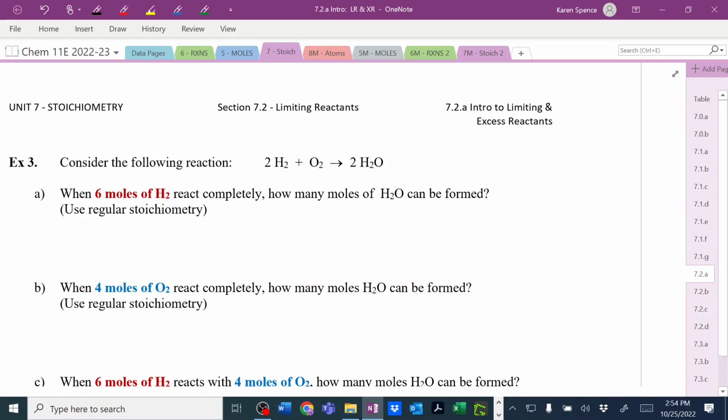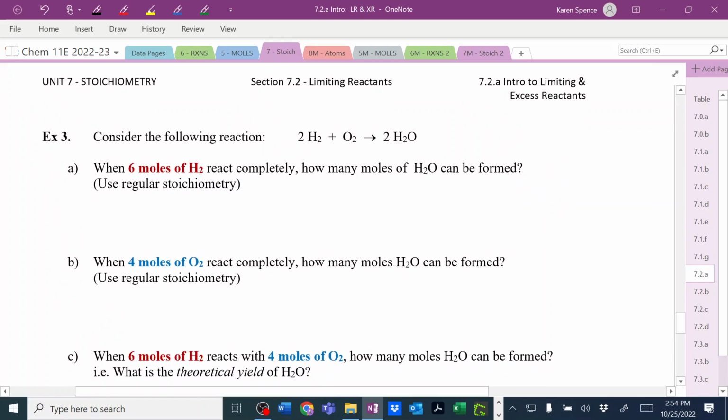Okay, example number 3. We only have 5 minutes left, so give me your absolute focus for 5 minutes, and then you're on your own. There's no homework other than studying for your quiz, okay?